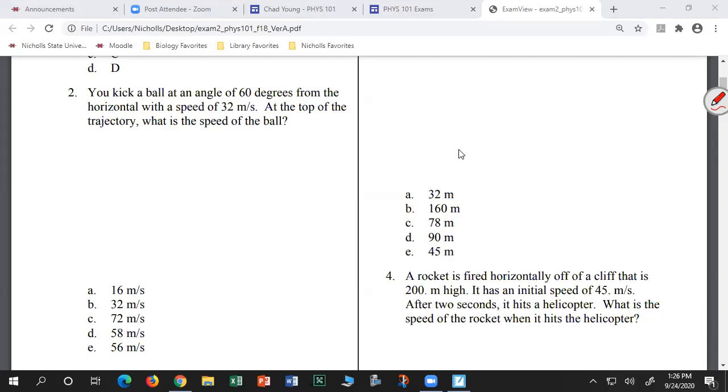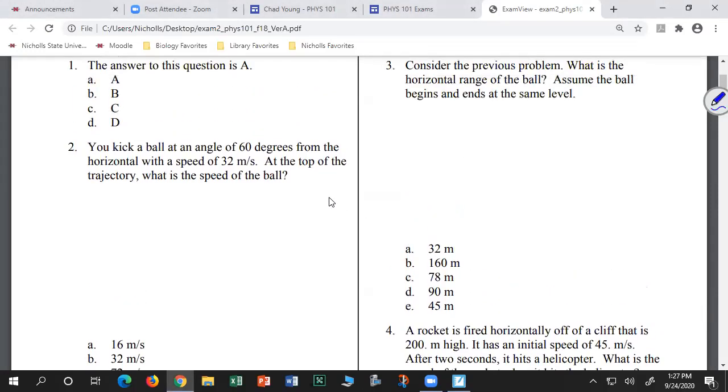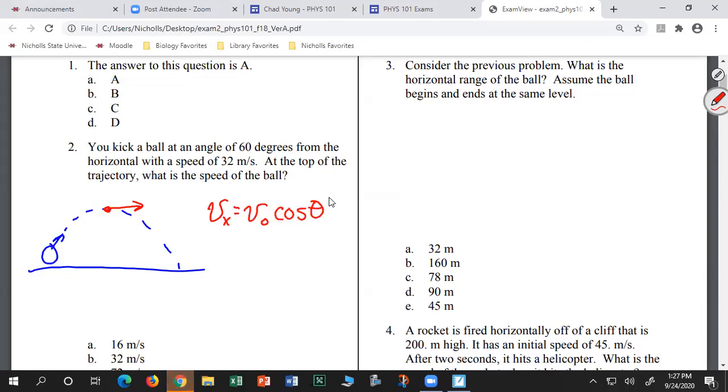So you kick a ball at an angle of 60 degrees from the horizontal, speed of 32 meters per second. At the top of the trajectory, what is the speed of the ball? I always like to draw a picture. It helps me to think about it. At the top of the trajectory, this is easy, right? Because I know that the velocity is all in the x direction. So all I have to do here is to find the x component of the velocity. That's going to be 32 times the cosine of 60, which is 16 meters per second. That's Vx.